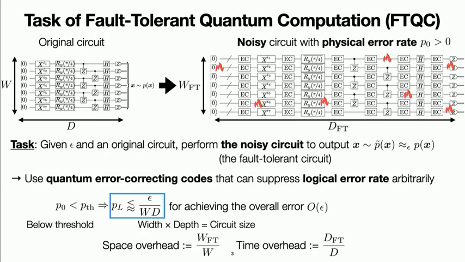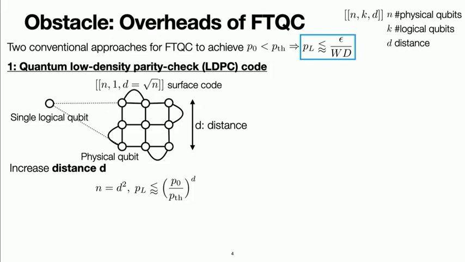But to do this, we need to use an error correcting code, and we need to use more qubits, which we represent as a space overhead. And we also need to implement each gate on a logical qubit encoded in the error correcting code. So this incurs additional time overhead. Indeed, the main obstacle in realizing this FTQC is the overheads.